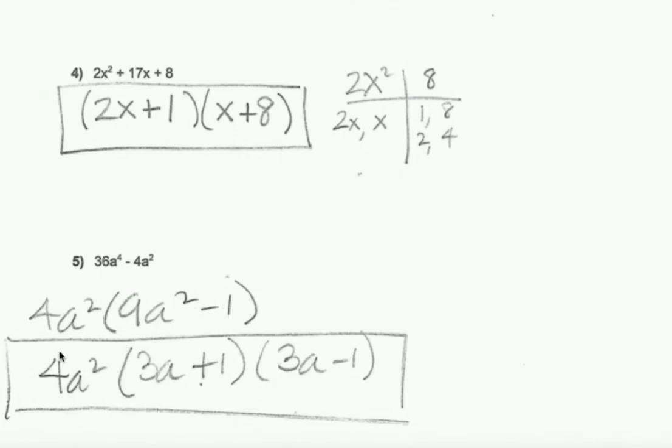But I also have to include the factor of 4a squared. So 36a to the fourth minus 4a squared breaks down to three things being multiplied together. 4a squared. I don't need parentheses because there's only one term, but you can put it. It doesn't matter. This is two terms, so I do need parentheses, 3a plus 1. And the last term is 3a minus 1.